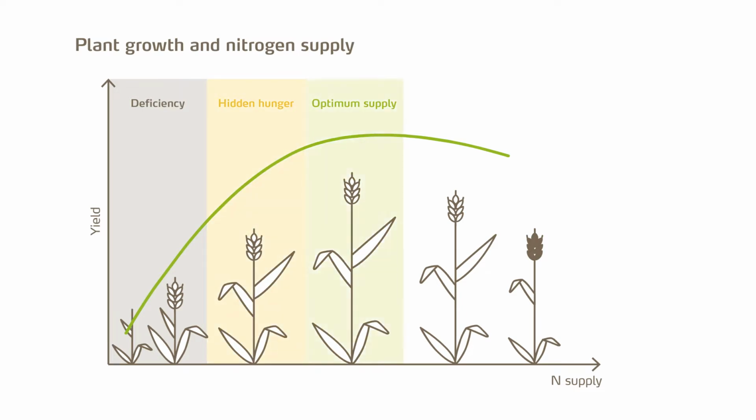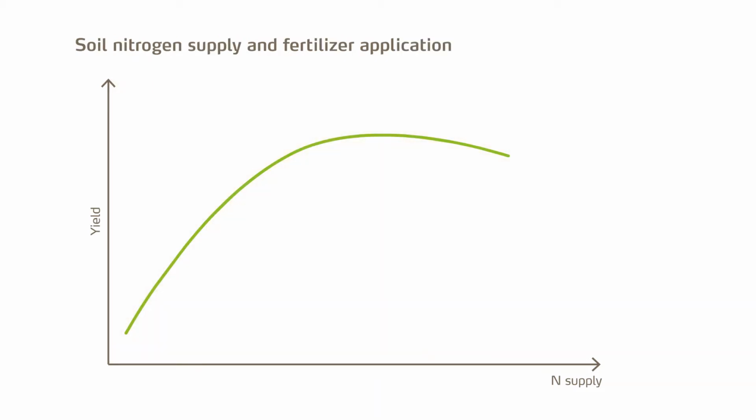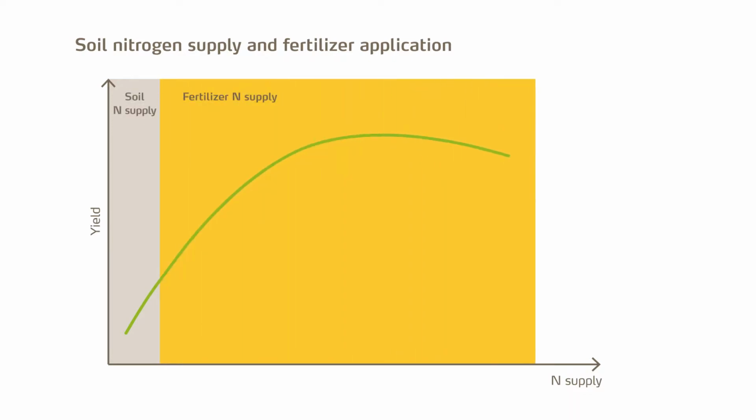The curve shown is known as the nitrogen response curve. Its shape depends on crop species, soil and weather conditions, water supply, availability of other nutrients, etc. Nitrogen supply is made of soil supply and fertilizer supply. Depending on soil fertility, some yield can be achieved without fertilizer application.